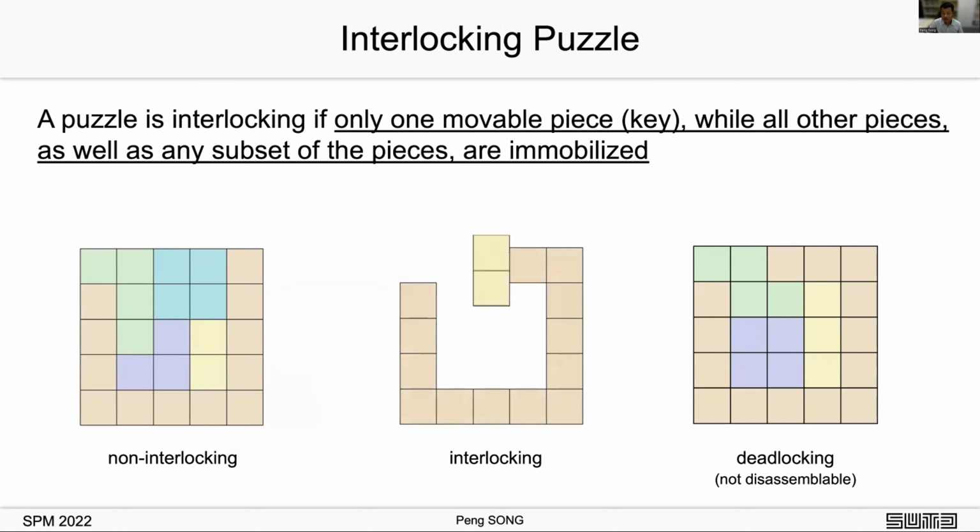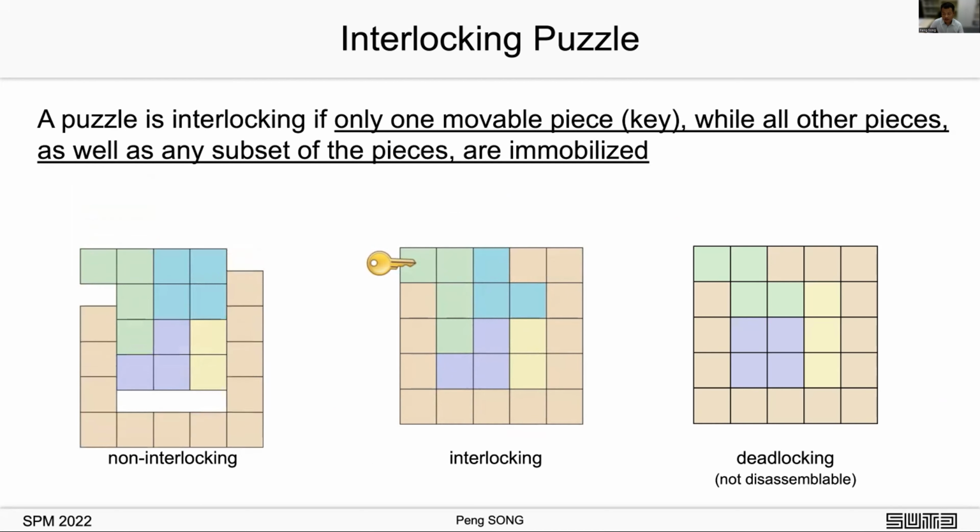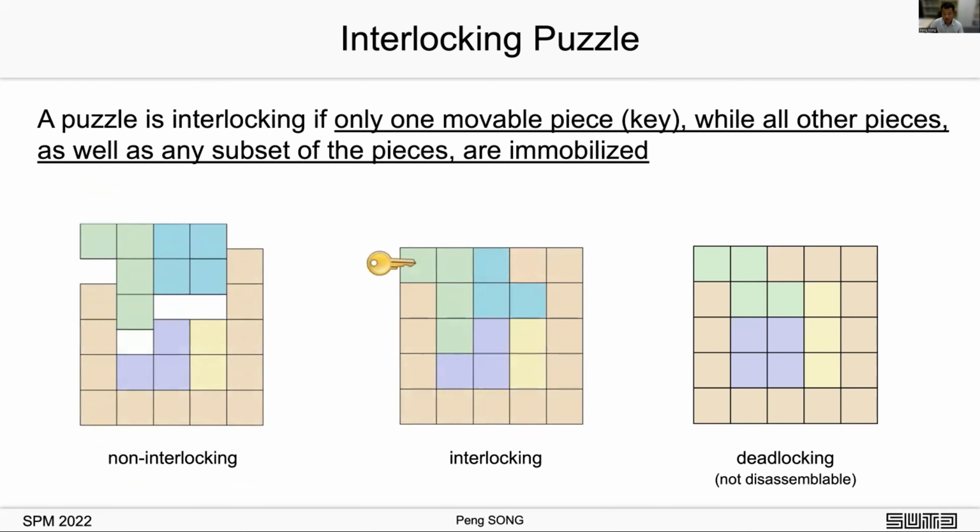Look at this example. The puzzle pieces can assemble following a certain order. And once assembled, there is only one movable piece called the key, which is the green one shown here. If we hold the key, no puzzle piece can escape from the assembly. In case the puzzle pieces are not properly designed, the assembly could be non-interlocking, in which multiple puzzle pieces and sub-assemblies are movable.